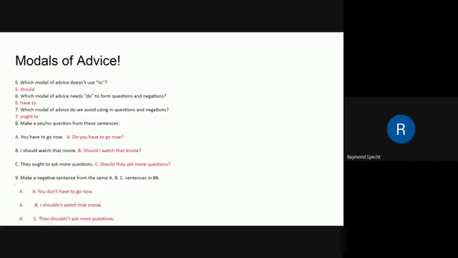Make a negative sentence from the same A, B, or C here in 8. So now you need a negative sentence here. Do you have to go now? You don't have to go now. Should I watch that movie? I shouldn't watch that movie. Should they ask more questions? They shouldn't ask more questions.